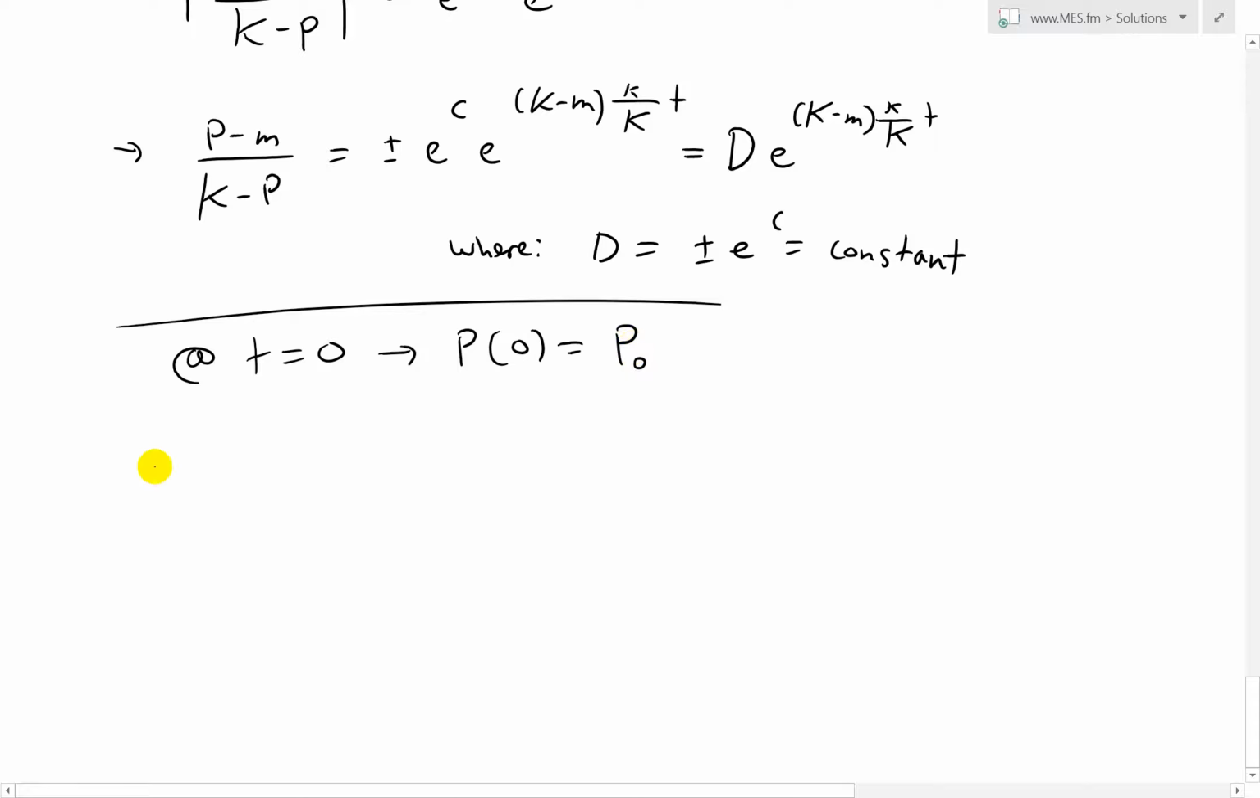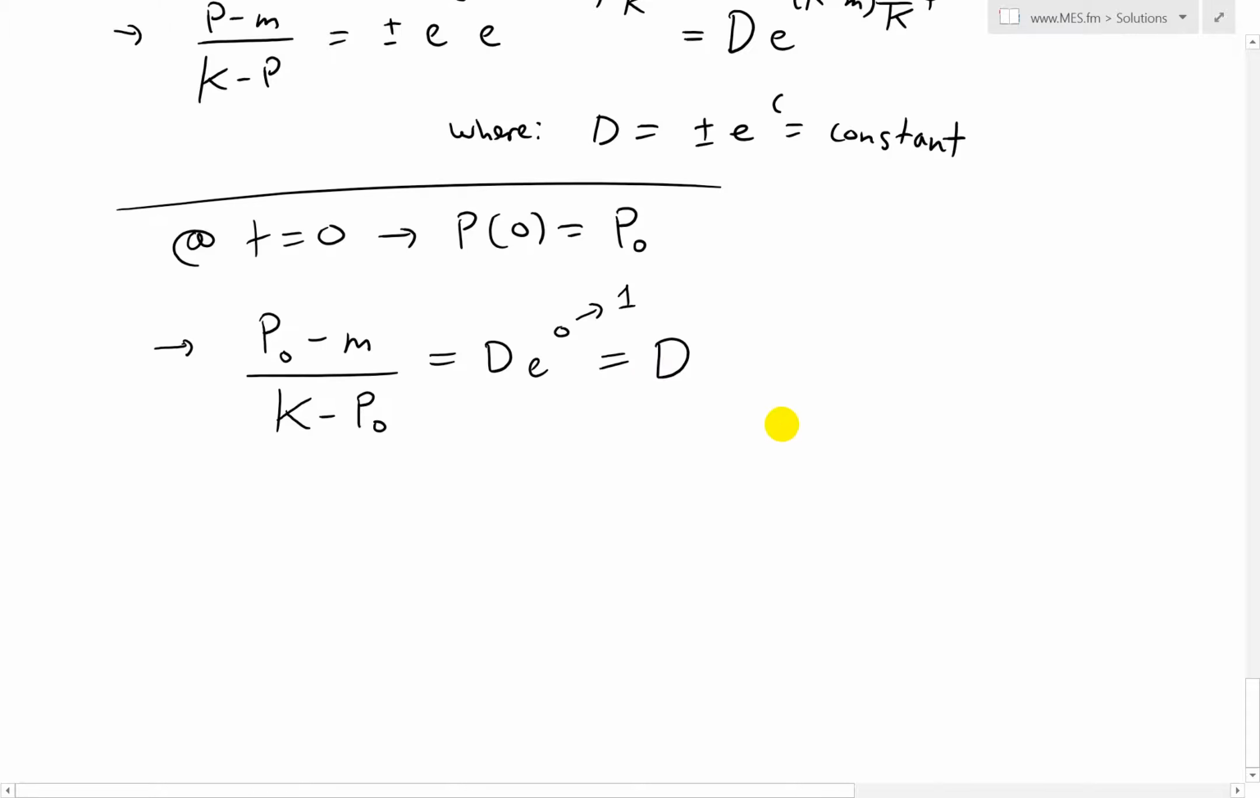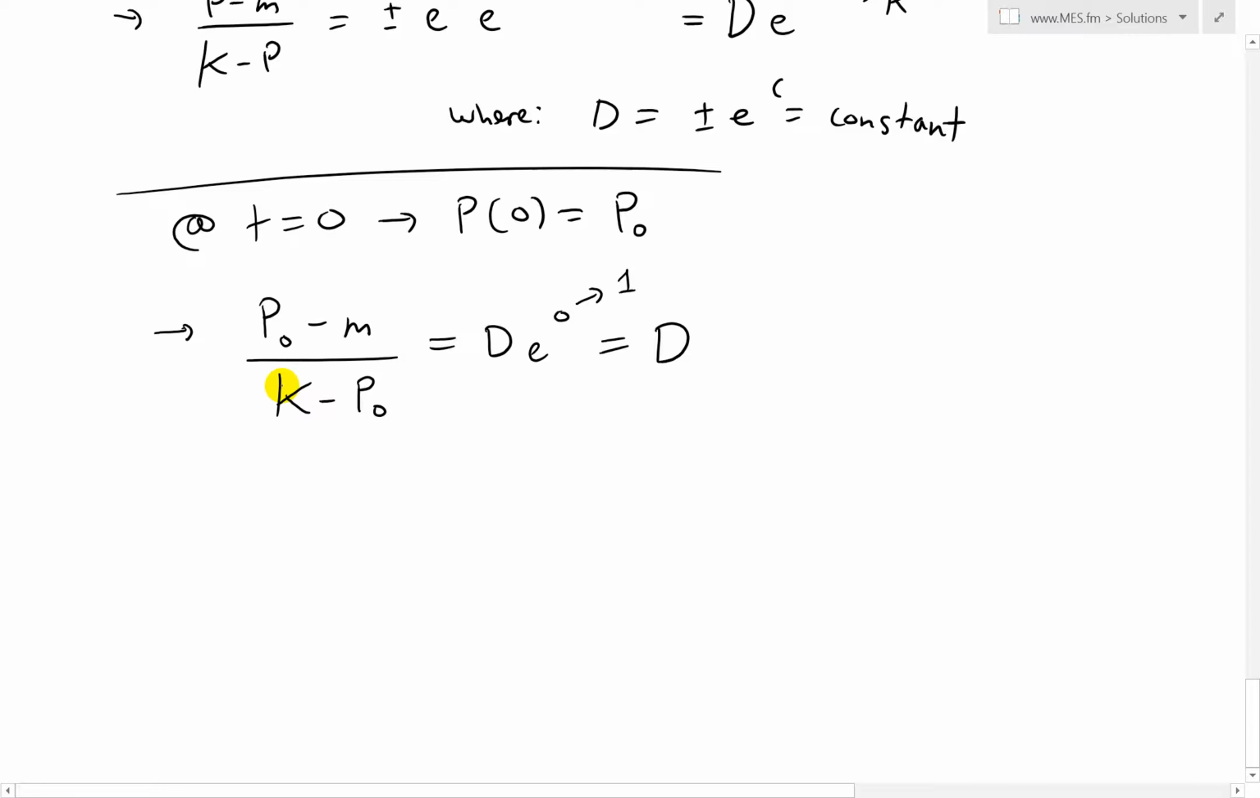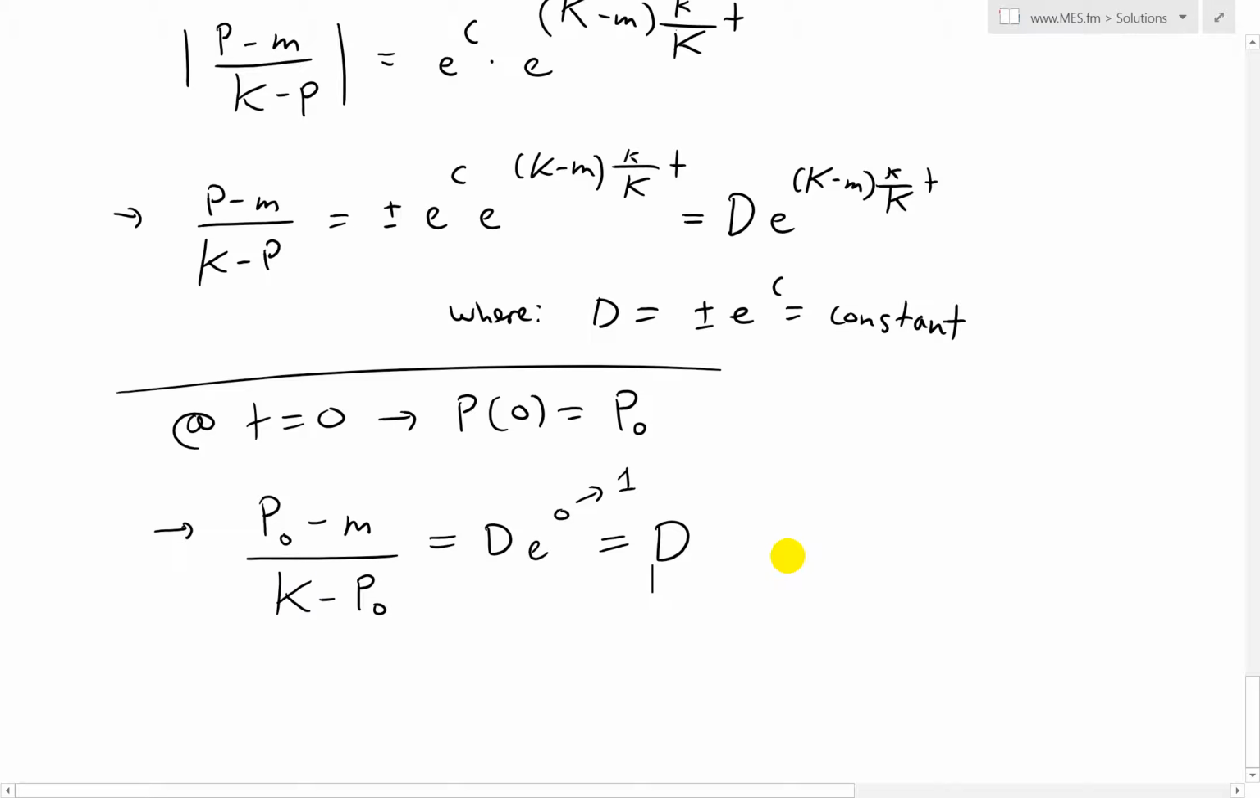So this means that when you plug that in, we have p0 minus m, that's this side here, over capital K minus p0. This equals d, and now t is 0. So you're going to have e to the 0, which again is just 1. E to the 0 is just equal to 1, so this all equals d, like that. So that's the value of d, so let's plug that in.